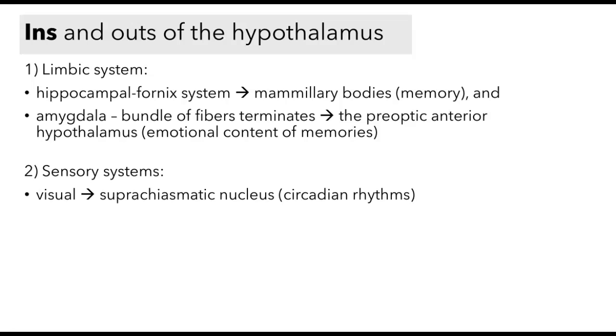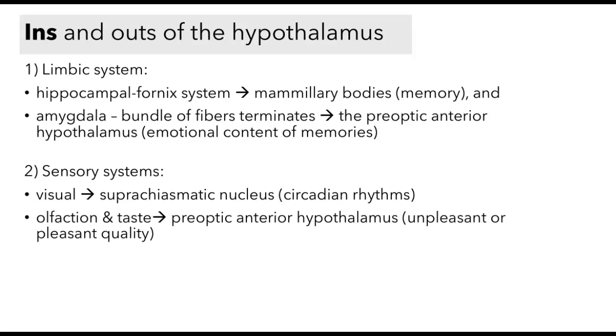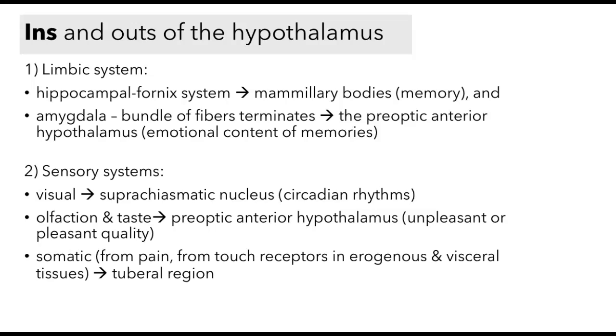There's also extensive input from the sensory systems. I already told you about one example about how some information from the retina makes synapses onto the suprachiasmatic nucleus and regulates circadian rhythms. Olfaction and taste also send input into the hypothalamus, terminating in the preoptic anterior hypothalamus. And this information doesn't have to do with specific chemical components. Instead, it has to do with whether we perceive a food as being pleasant or unpleasant.